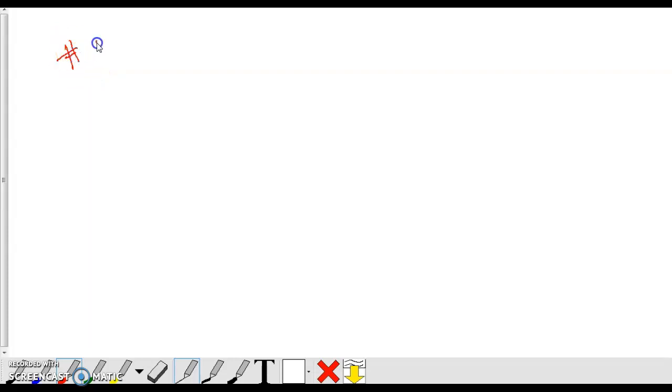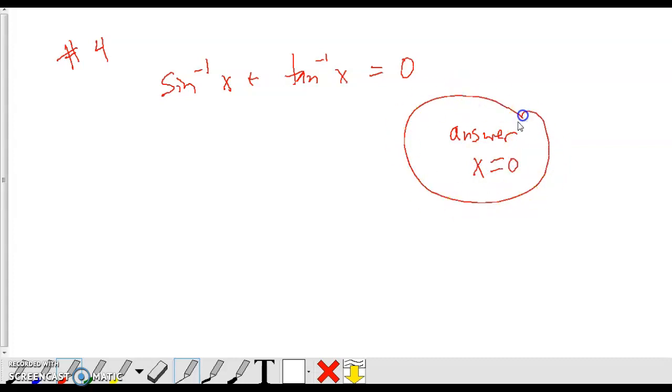If you want to try one more on your own, feel free. So example number 4: inverse sine of x plus tangent inverse of 0 is equal to 0. And when you do all of your work, you will get the answer as x is equal to 0. I'll show the answer on one last video.